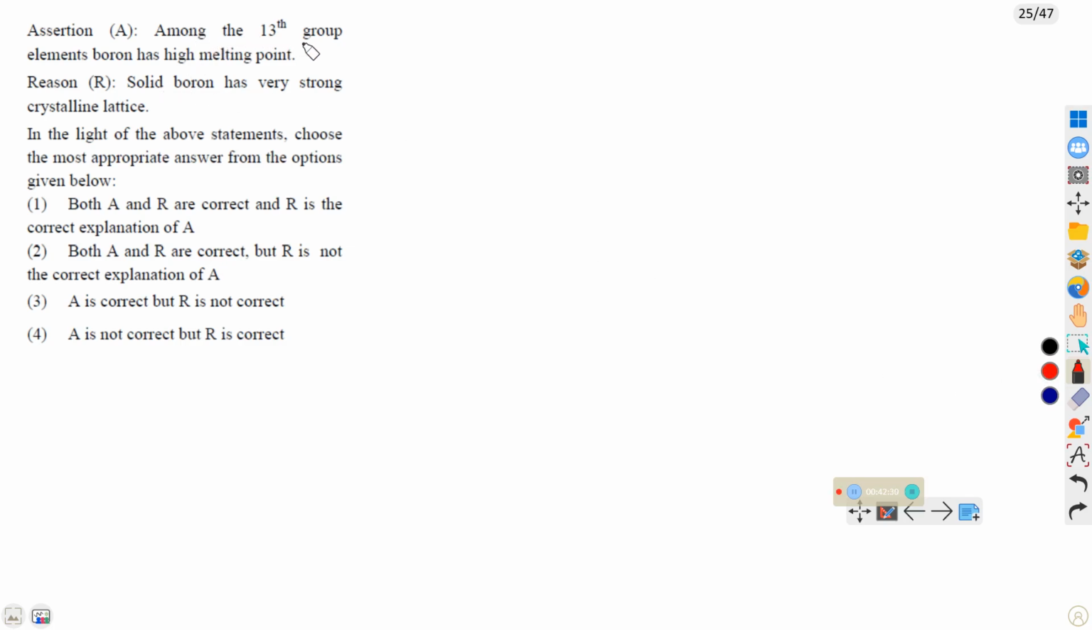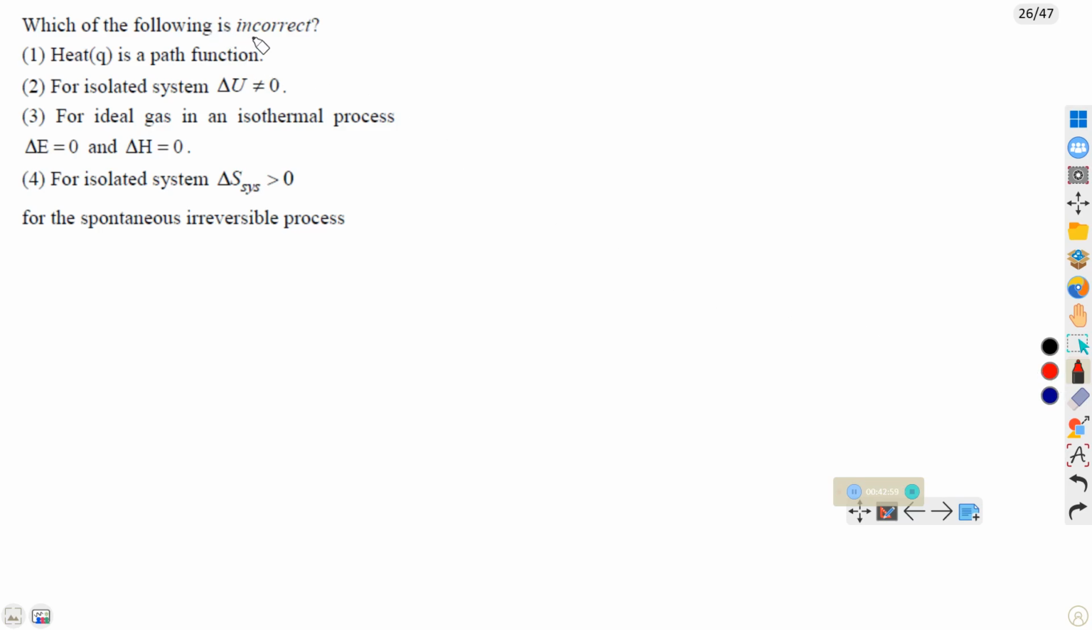Among the 13th group elements, boron has high melting point. Correct. Check the atomic properties table, boron melting point value in NCERT textbook. It is given as 2453 kelvin. Solid boron has a very strong crystalline lattice. This is also correct. Both A and R are correct, and R is the correct explanation of A.